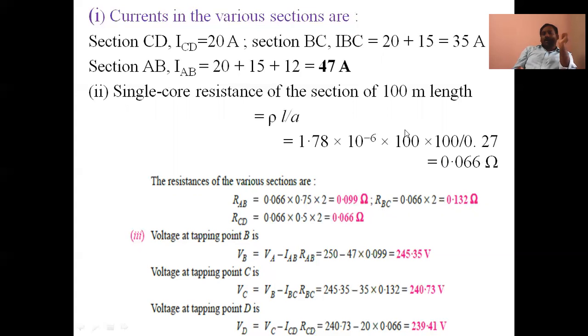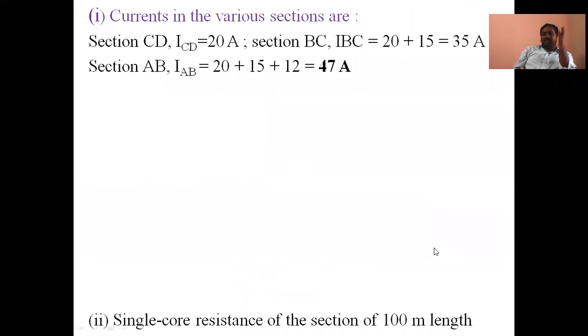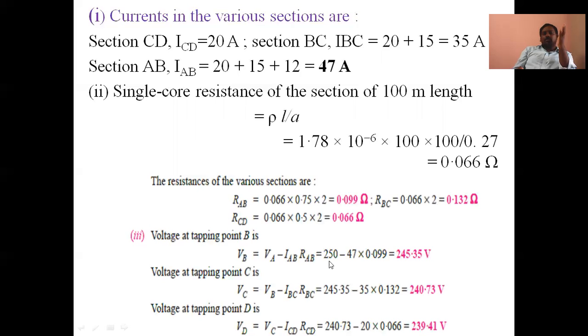RBC means 100 meter. RCD, we can calculate up to 100, and half of that, 50 meters, is there. That's why it is into 0.5. This is for a single conductor; for two conductors, the DC loop conductor, it is into 2, 0.66.